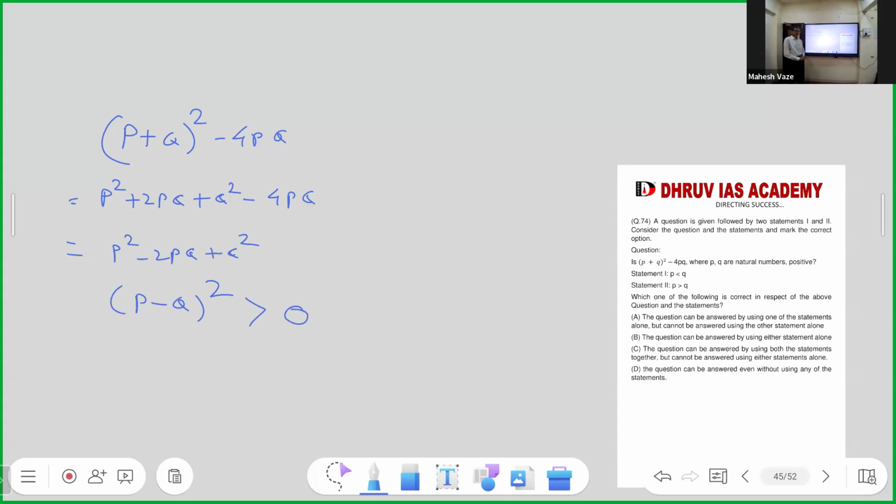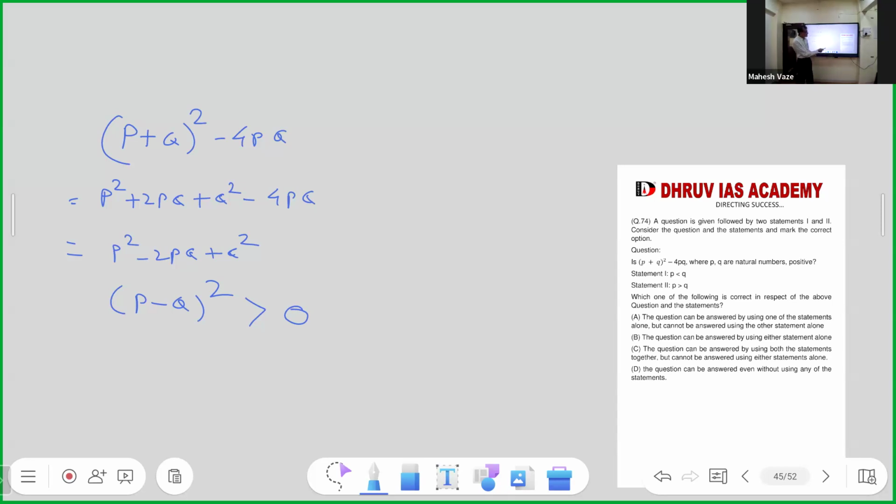Now we know that the square of any number, whether positive or negative, is greater than 0. That means if P is less than Q or P is greater than Q, in both the cases the square will be greater than 0. But if P is equal to Q, then it will be 0, so it will not be positive. So here nowhere is it mentioned whether they are distinct or not.